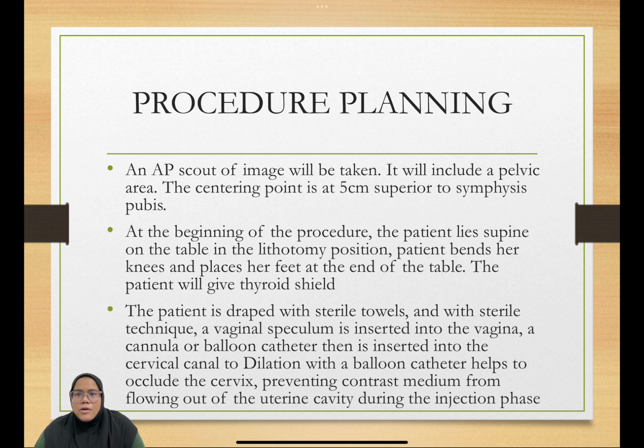A cannula or a balloon catheter is then inserted into the cervical canal. Dilation with a balloon catheter helps to occlude the cervix, preventing contrast media from flowing out of the uterine cavity during the injection of the contrast.